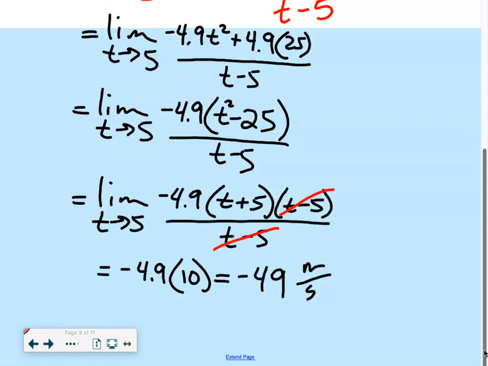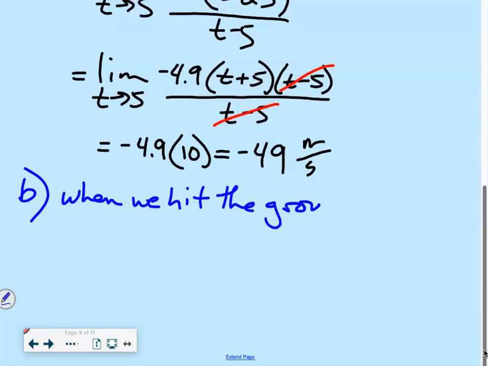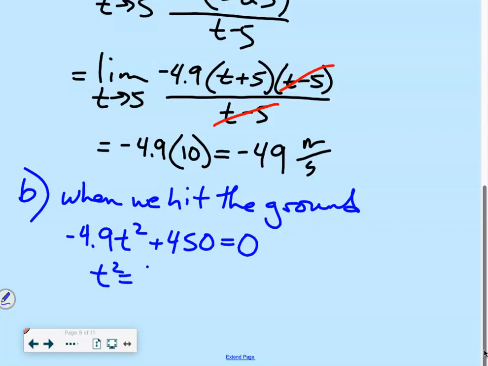So for part B, we don't have time to do the whole thing, but I'm going to just mention this. To find out when we hit the ground, and then I'm going to give you a little pointer. So you have negative 4.9 t squared plus 450 equals 0. So t squared equals whatever 450 over 4.9 is. So you get t equals plus or minus, and I can tell you because I did it on my calculator earlier.